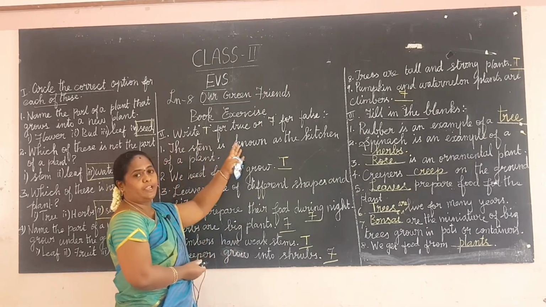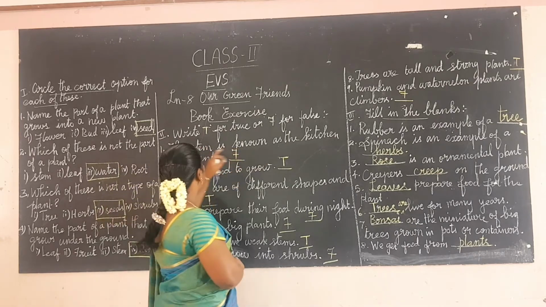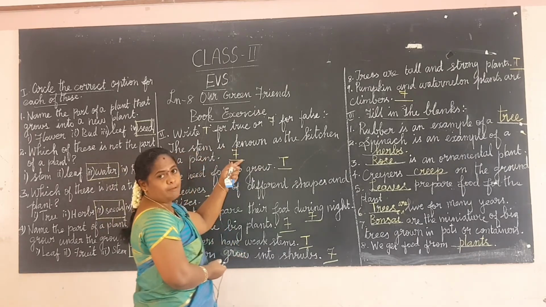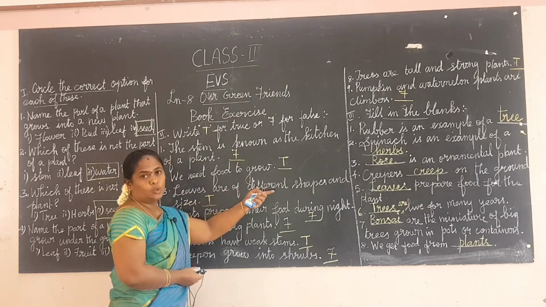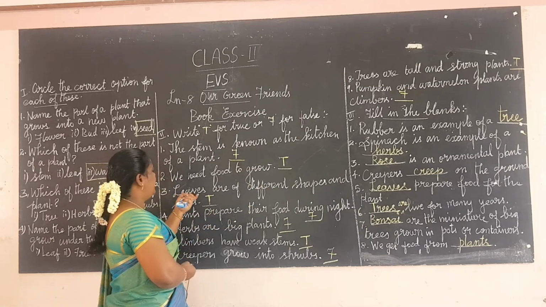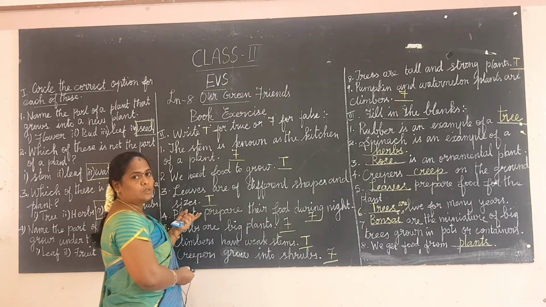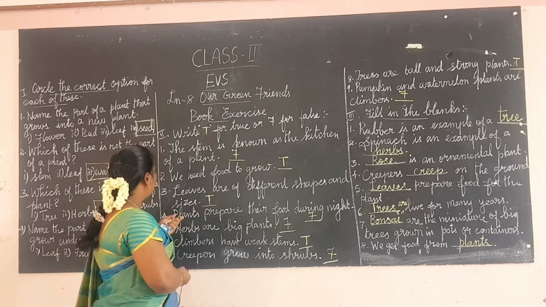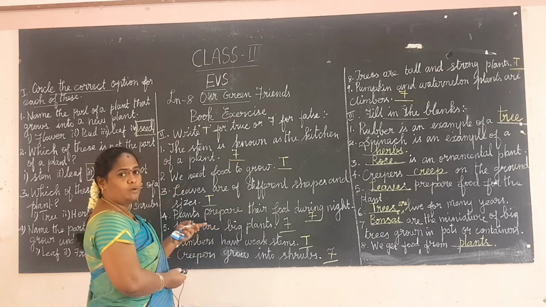Okay, so once again I repeat, fill in the true or false and then fill in the blanks. Write T for true and F for false statements. First question, the stem is known as the kitchen of a plant. So this is false. Second one, we need food to grow. So this is true. Leaves are of different shapes and sizes. So this is also true. And then plants prepare their food during night. So this is also false.